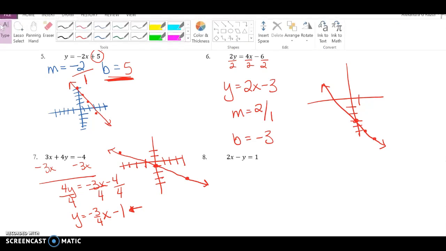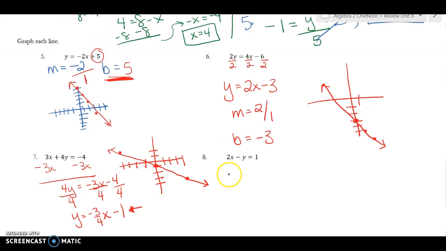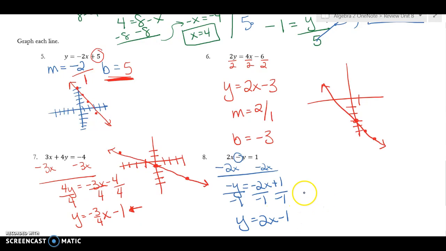Okay, last one, let's change color. There's a lot of red on there. So first thing I'm going to do is I'm going to subtract 2x. And I get negative y equals negative 2x, and that's a positive 1. Don't forget this negative. A lot of people will forget this, but that negative's there. And so I have to get rid of the negative by dividing everything by negative 1. So I get 2x minus 1.